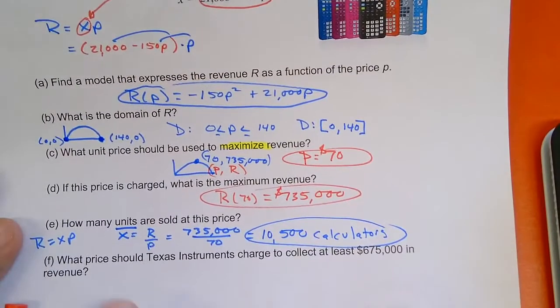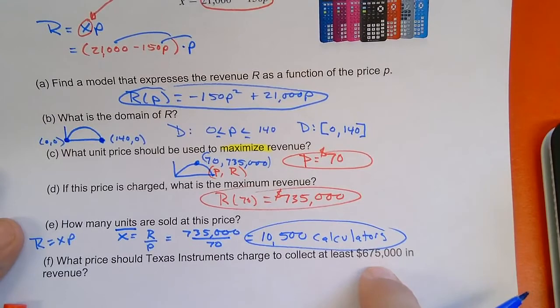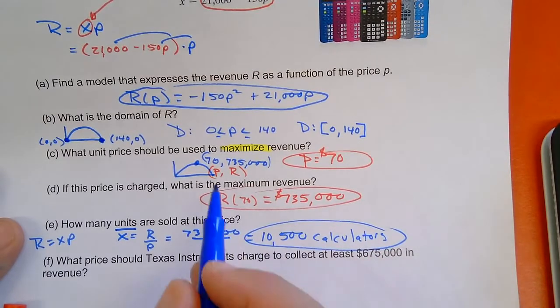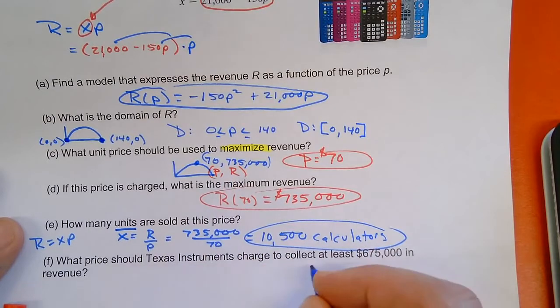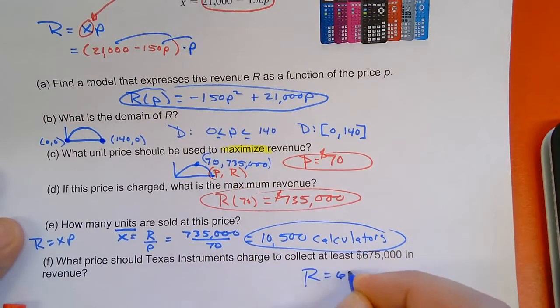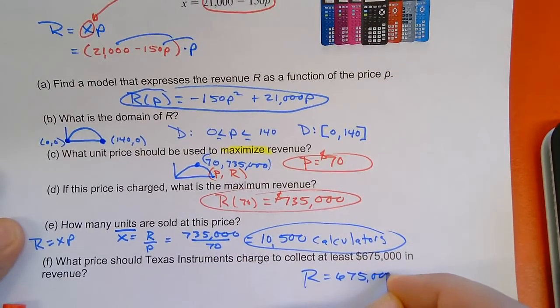Last question I have here is, what price should Texas Instrument change to collect at least 675,000 in revenue? Okay, so we want at least that. Well, that is not my P value, my X value. That's my R value. So R is 675,000. That's again our Y value. So think of this as Y2.